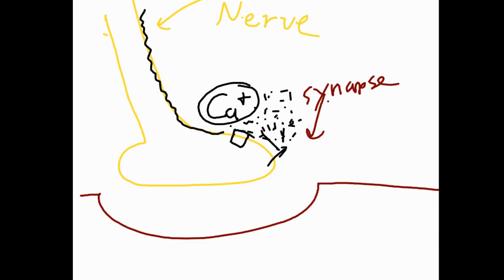High to low concentrations. Well, this is a voltage regulated calcium channel that I drew here. And when the voltage gets to the end of it, it's going to cause this thing to open up. I don't know how to draw it opening, but all these calcium ions are going to rush into the end of the axon terminal.